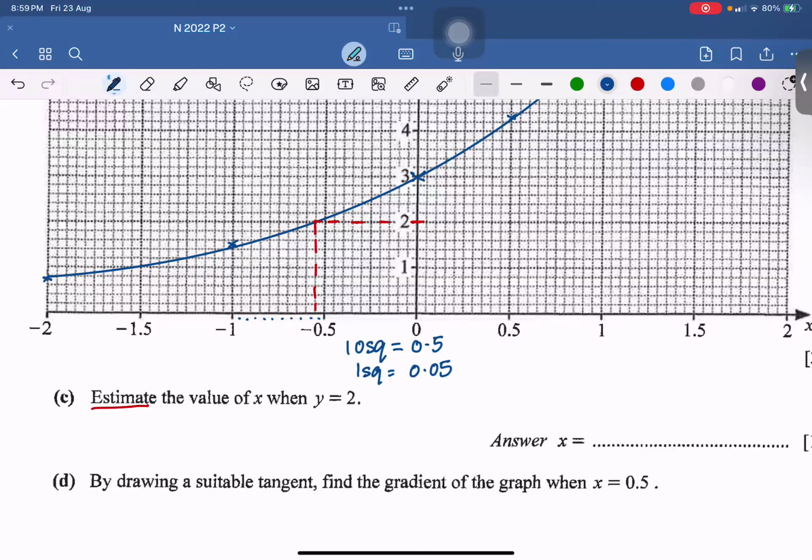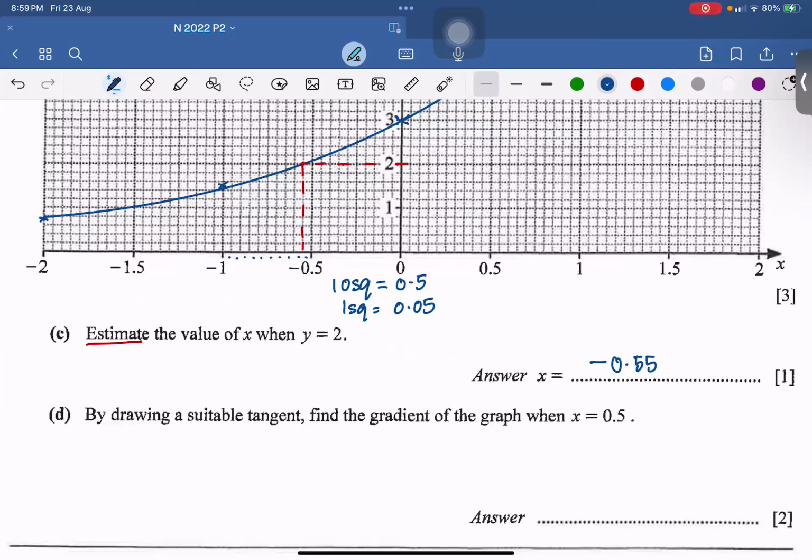So this is 0.5, 0.05 or negative, negative 0.55 of a unit for my value that I estimate. Okay? By drawing a suitable tangent, find the gradient of the graph. Usually the teacher tells me to draw the tangent at the particular point, but now they give me x equals 0.5. So at this point, x equals 0.5, I have to draw the tangent line and then find the gradient.